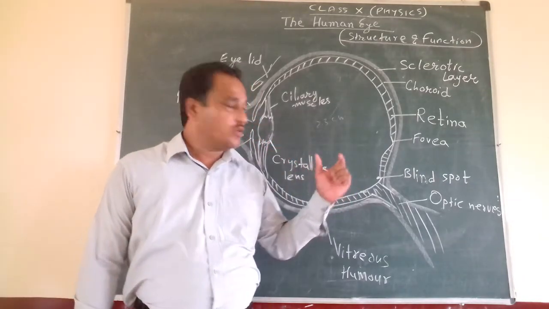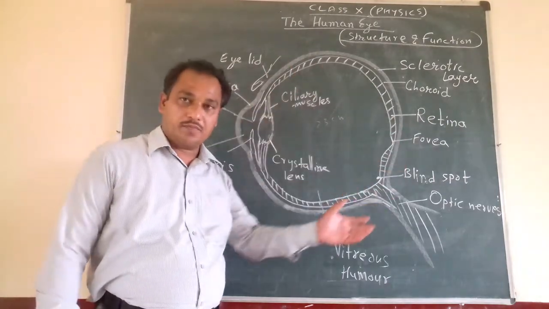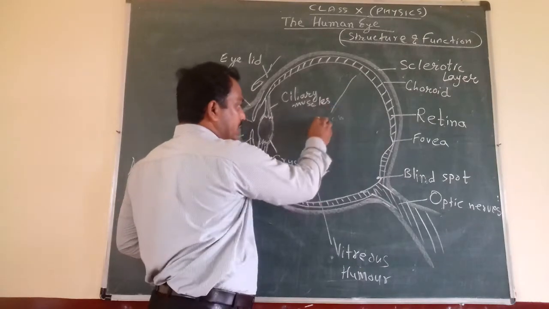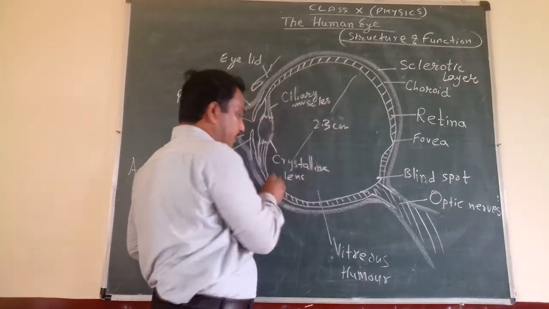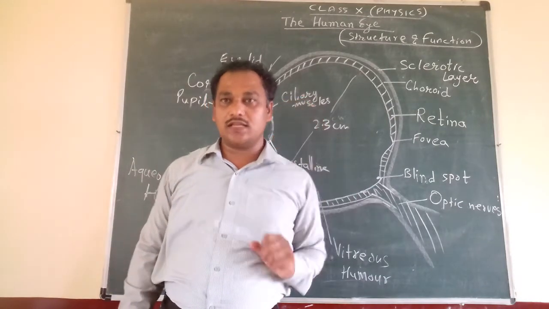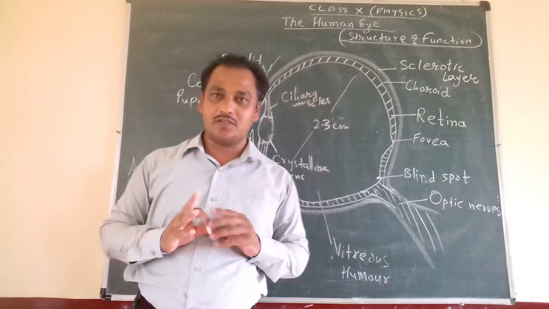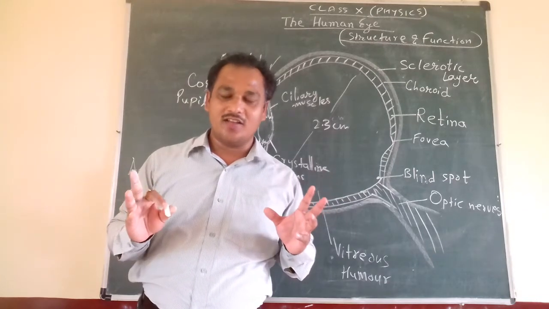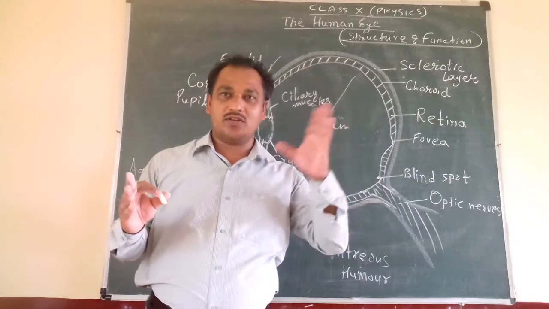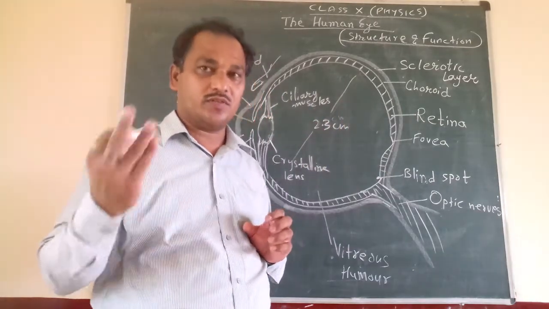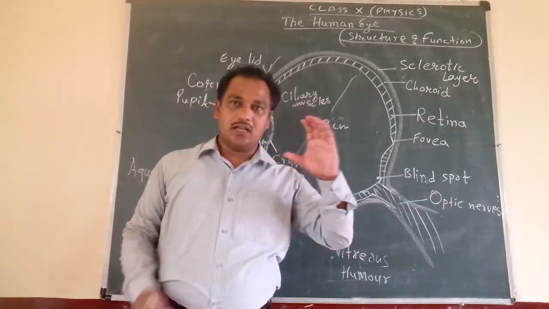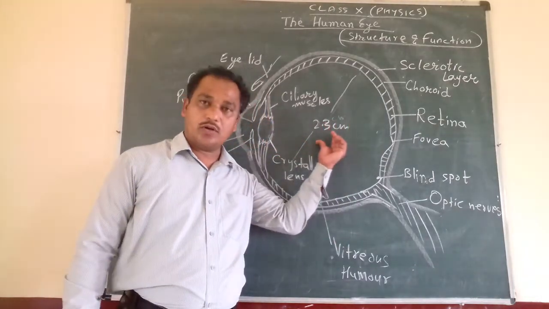So let us see. Our eye is like a spherical ball. How much is the size of this? It is about 2.3 centimeter in diameter. All eyes are not of the same size. It is not a factory product. So everybody's eye may slightly vary, increase or decrease in size, because of which defects in the eye arise, which we will discuss later on. But generally the normal size is 2.3 centimeter.